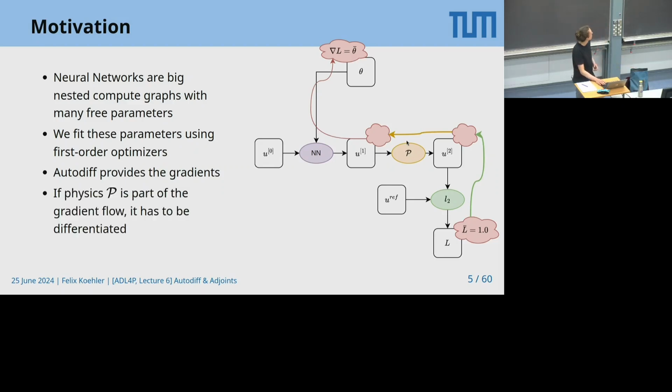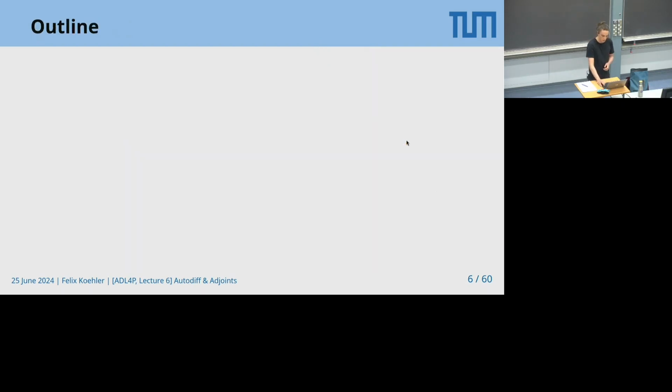And this is what I mentioned. So if we have physics in the sense of a numerical simulator and it's part of the gradient flow, then we need to differentiate it. And this is what we're going to discuss in this lecture. Let me give you a quick outline of what I want to show you here.